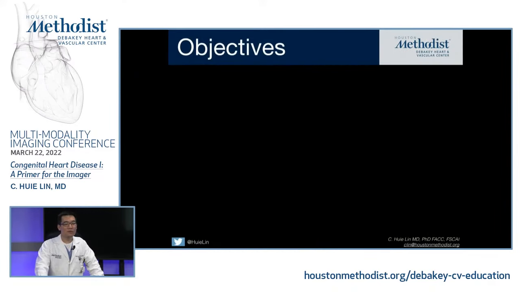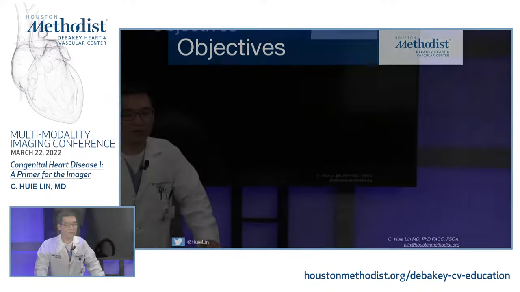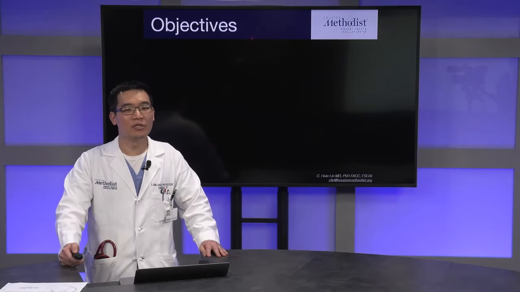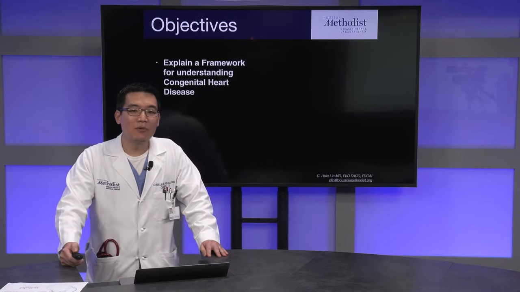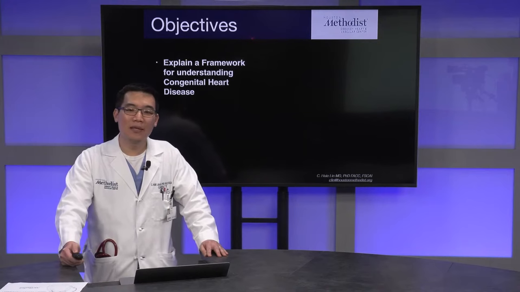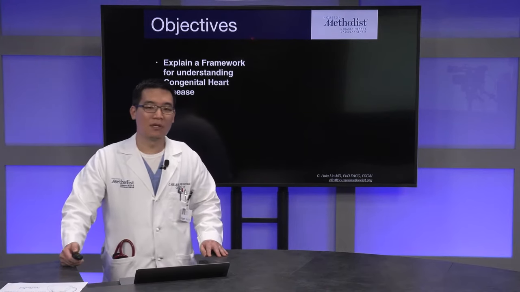So to that end, we need to talk about adults with congenital heart disease and how to actually work them up when they come through the cardiovascular imaging lab. Today, I'm going to explain a basic framework for understanding congenital heart disease and how to think about it in a way that's slightly different from what others have done in the past.